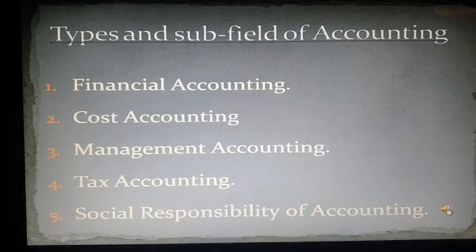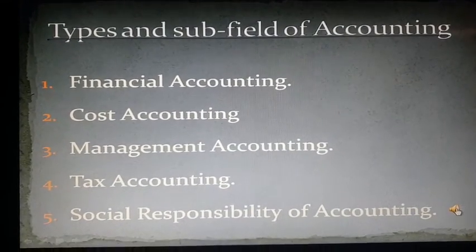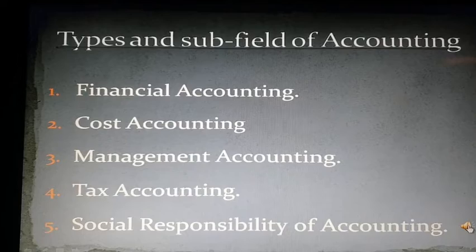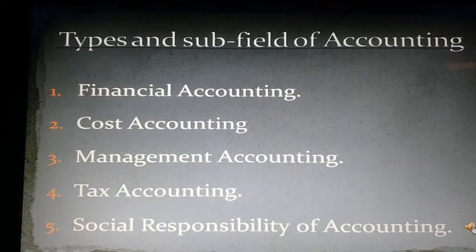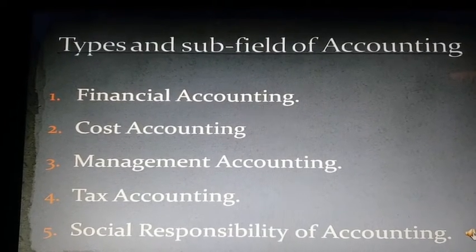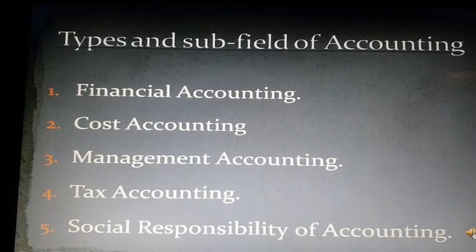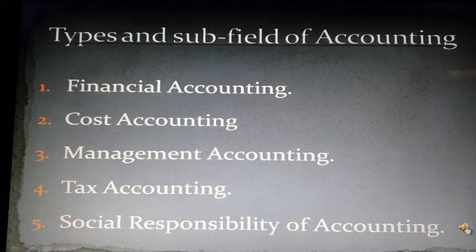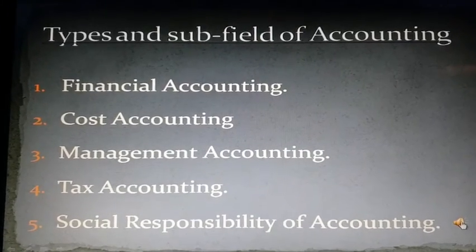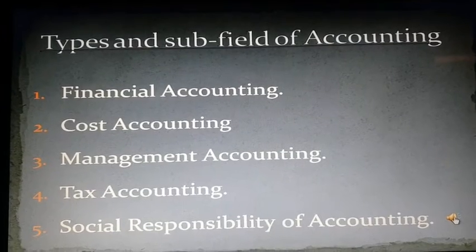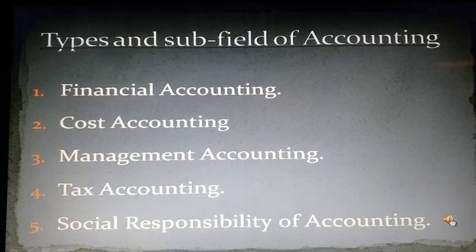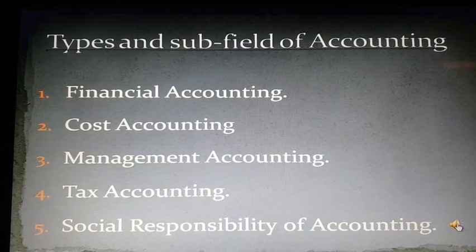In this slide we discuss the types and subfields of accounting. First, financial accounting. Financial accounting helps the management ascertain the profit and loss of the accounting period by preparing the profit and loss account, and know the financial position by preparing the balance sheet. Second, cost accounting. The purpose of cost accounting is to ascertain the total cost and per unit cost of goods produced and services rendered by a business, which can be done through cost accounting.